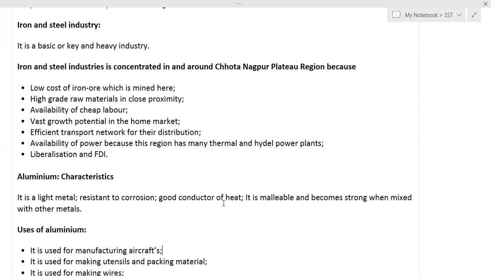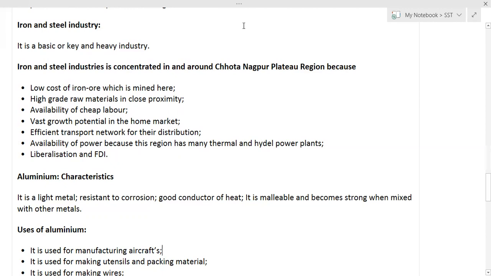Cheap labour is also available. There is vast growth potential in the home market. An efficient transport network is very good in Andhra Pradesh and other states. Power is available, because this region has many thermal and hydel power plants. Thermal and hydel power plants are well available here.